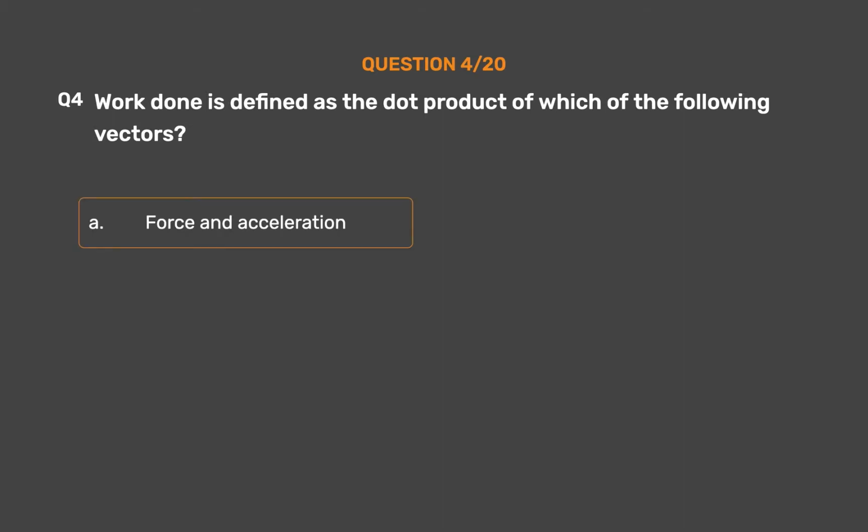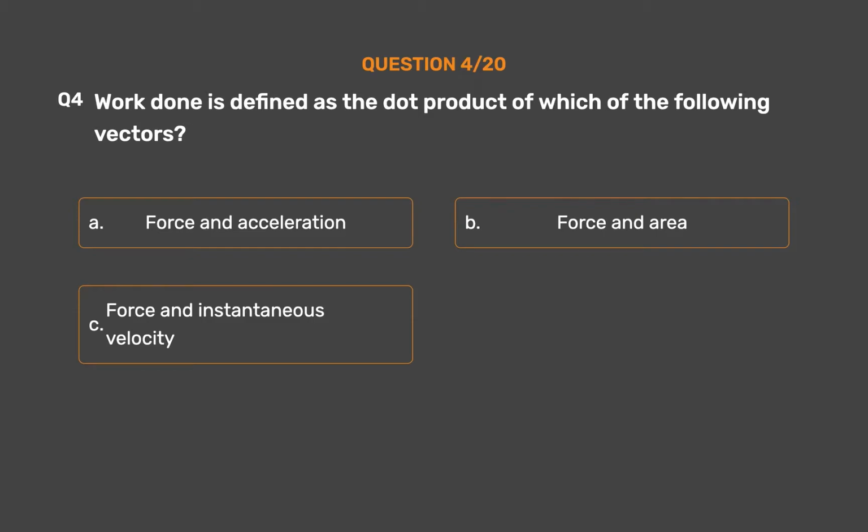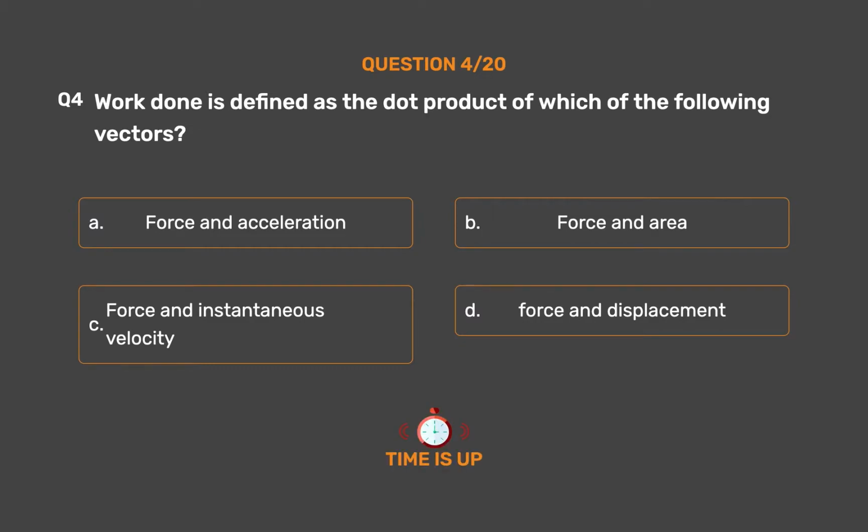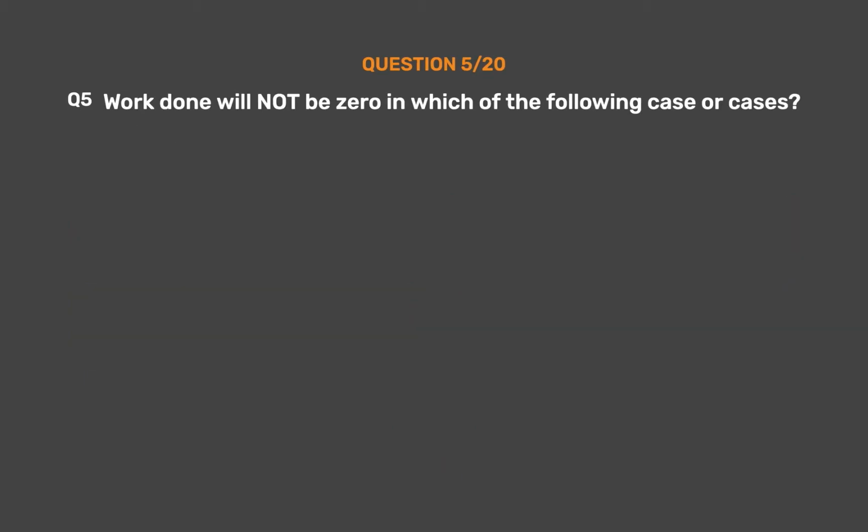Question number 4. Work done is defined as the dot product of which of the following vectors? Option A. Force and acceleration. Option B. Force and area. Option C. Force and instantaneous velocity. Option D. Force and displacement. The correct answer is Option D. Force and displacement.